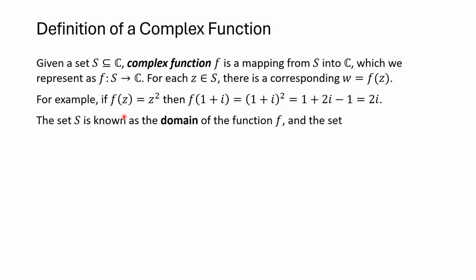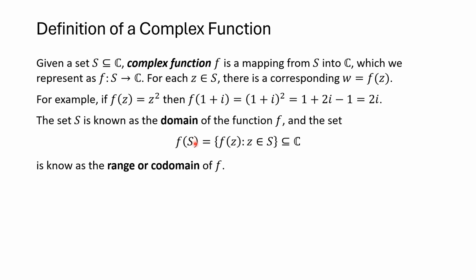The set from which you're mapping, which is a subset of the complex numbers, is called the domain. Then if you look at all the mappings, in other words, all the f of z's, and you accumulate all those, that's called the range or the codomain. And that's also a subset of the complex numbers. So in our example here, we map from the entire set of complex numbers to the entire set of complex numbers, but it doesn't have to be the entire set. We can work with subsets in some cases.